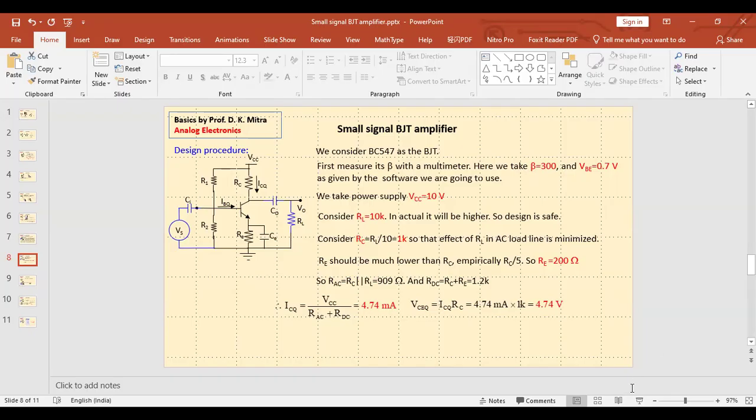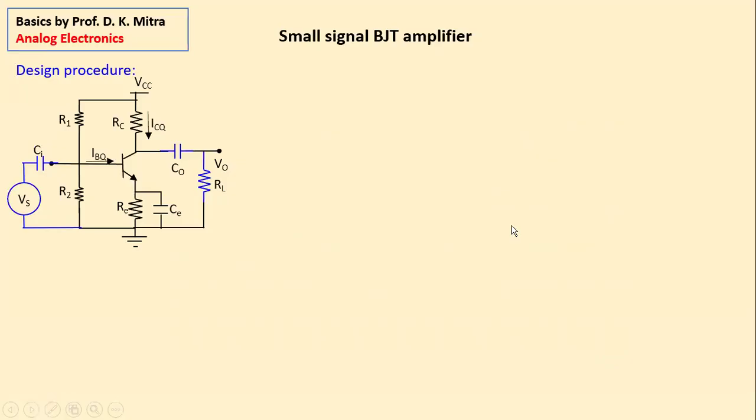Today, we are going to actually design a small signal amplifier. This is your amplifier. Today we shall actually design. Step 1. Consider BC547. As I said, it's a very common low power BJT. No problem. You can always find it in your laboratory.